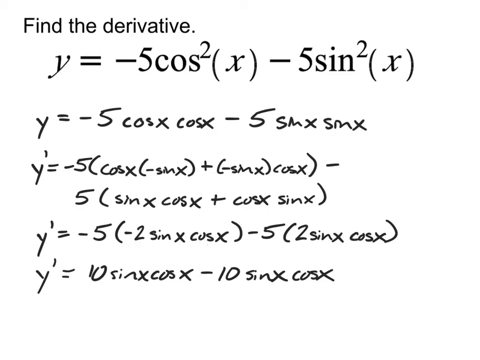And so then when we get rid of all of the parentheses, you can see we're looking at this now, where we have 10 sine cosine of x minus 10 sine cosine of x, which is the same thing minus itself, right? So the whole thing equals 0.